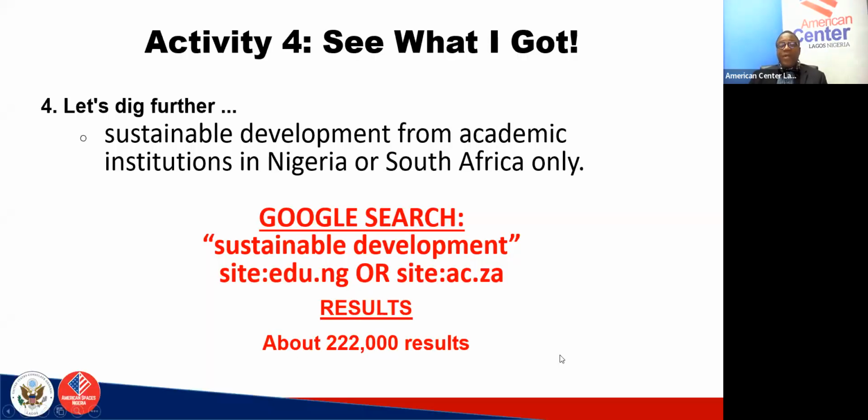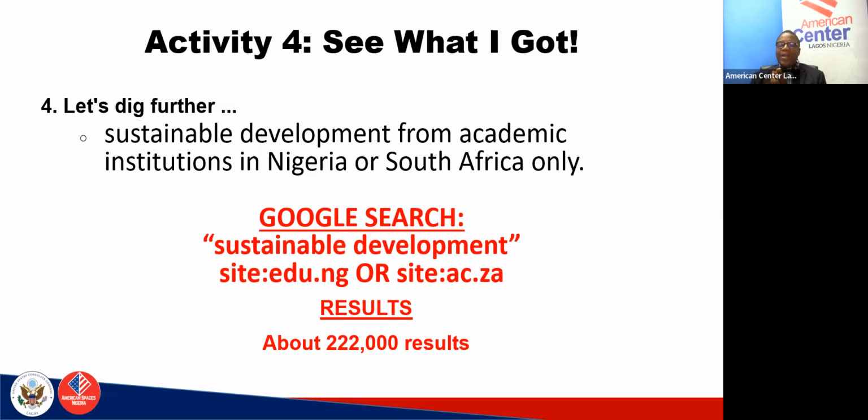All right, can you see my screen now? So what this has done is actually to say, how can we really identify academic institutions in Nigeria? You can identify them by their domain names. So when you hear of edu.ng, it's only academic institutions in Nigeria that have that.